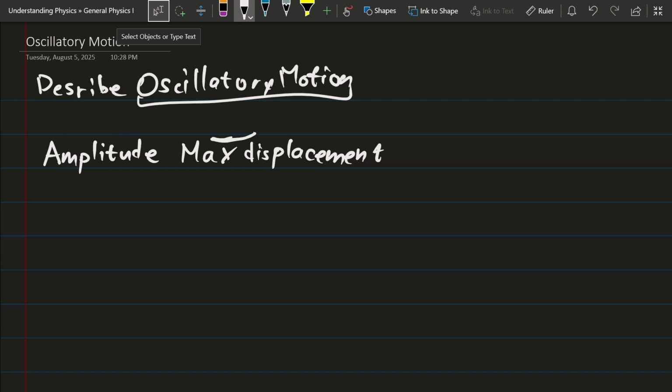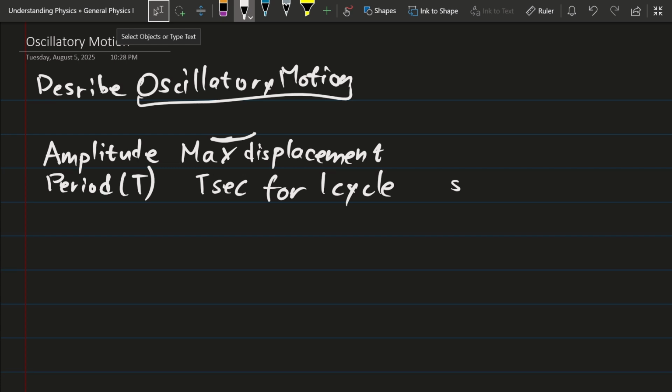The second is the period. And this basically describes how many seconds you need to complete one cycle. 1 second for one cycle. And that is what you call the period. And the unit is time, or the second.